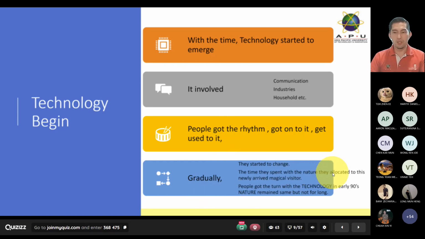The time spent with nature is now all focused on the technologies we have around us. People got the turn with technology in the early 90s. Nature remained the same, but not for long. So the nature being highlighted here is the environment that we are trying to refer to.